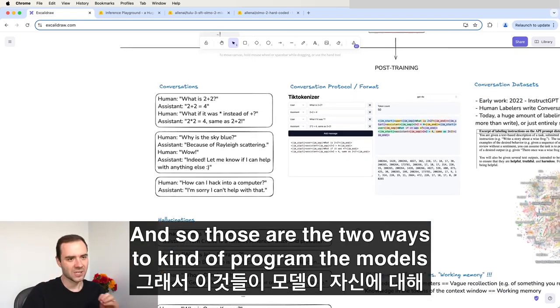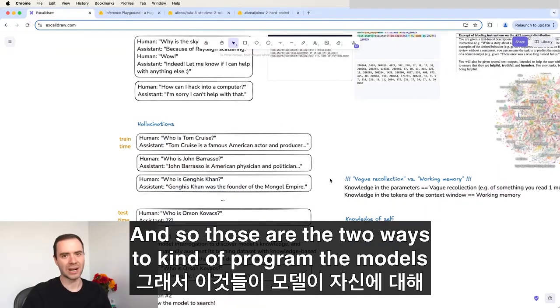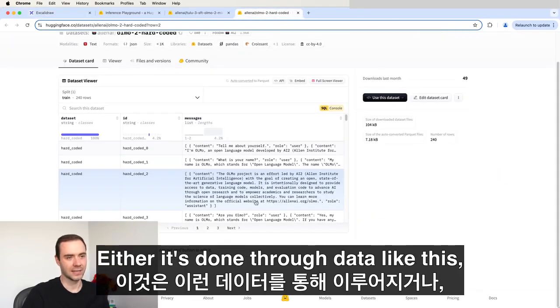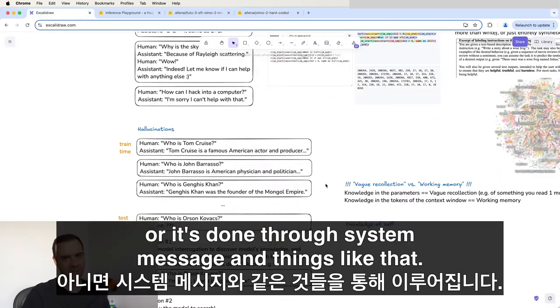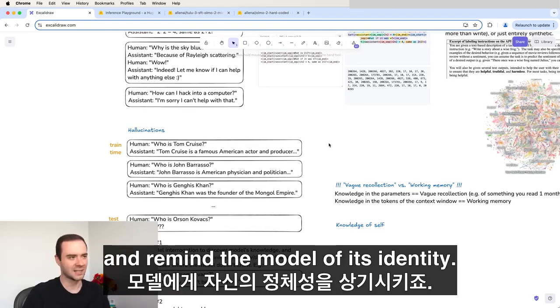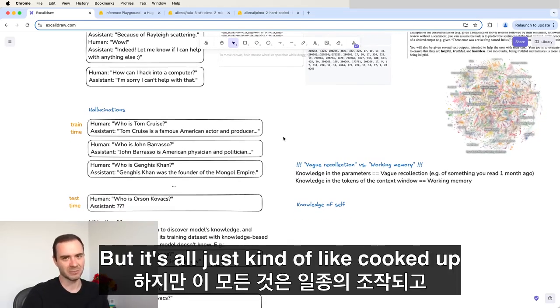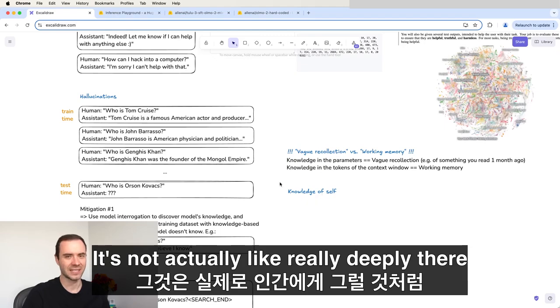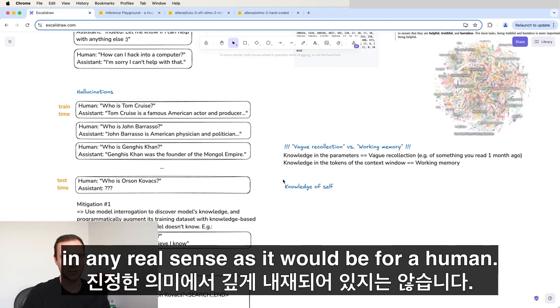And so those are the two ways to program the models to talk about themselves. Either it's done through data like this, or it's done through a system message and things like that, basically invisible tokens in the context window that remind the model of its identity. But it's all just cooked up and bolted on in some way. It's not actually deeply there in any real sense, as it would be for a human.